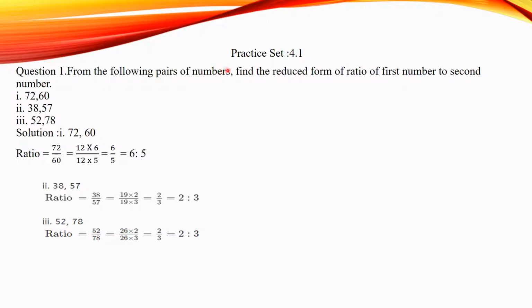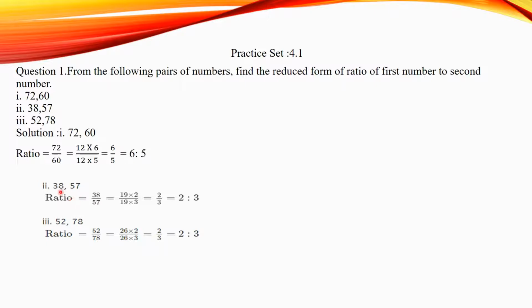Let us do the questions of practice set 4.1. Question number 1. From the following pairs of numbers, find the reduced form of the ratio of first number to second number, that is 72, 60. So the ratio is written as 72 upon 60. We can factorize 72 as 12 multiplied by 6 and 60 can be written as 12 multiplied by 5. Therefore, cancelling 12 from the numerator and denominator, we get 6 upon 5. It can be written as 6 is to 5.